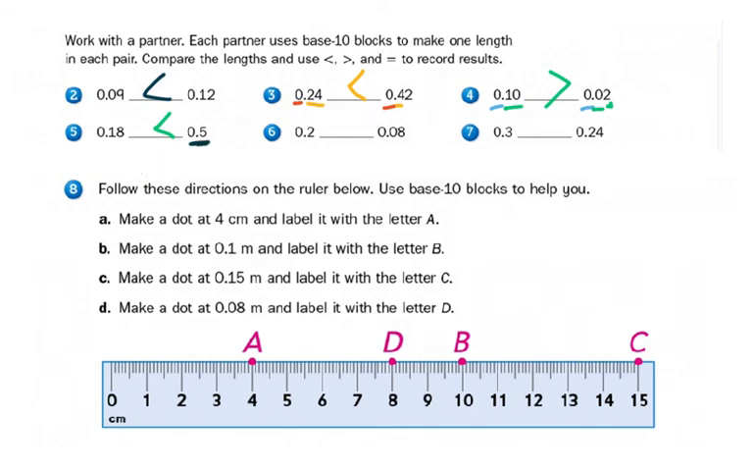Next one, 2 tenths and 8 hundredths. 0 and 0 are the same. 2 and 0. 2 is larger. This is 2 longs. This is just 8 cubes. Next, 0 and 0 are the same, so go to the next place value, tenths. 3 and 2. 3 is larger. This is 3 longs, and this is 2 longs and 4 cubes. And we'll end with that.